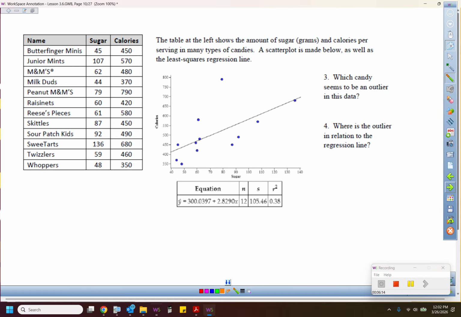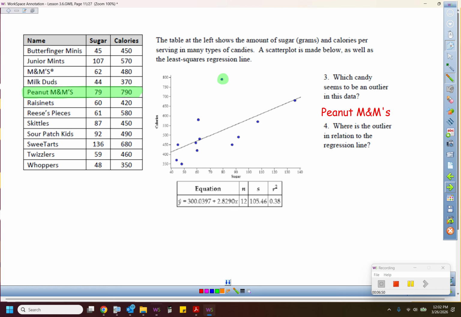Let's talk about the next concept of identifying an outlier in the data. So we got a table of all these candies. It says a scatterplot made below as well as the least squares regression line. Which candy seems to be an outlier? Look at all those dots. Pick a dot. Which one do you feel is the outlier? Probably that guy way up here. It doesn't fit the data very well. Can we find him in the chart to see which candy he is? This is how much sugar is in the candy versus how many calories it has. Which candy is it? Peanut M&Ms. Are we okay with that?